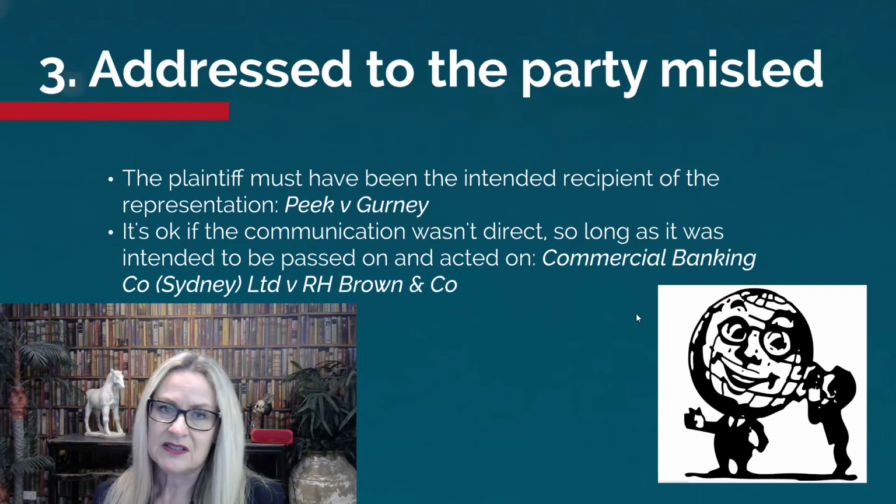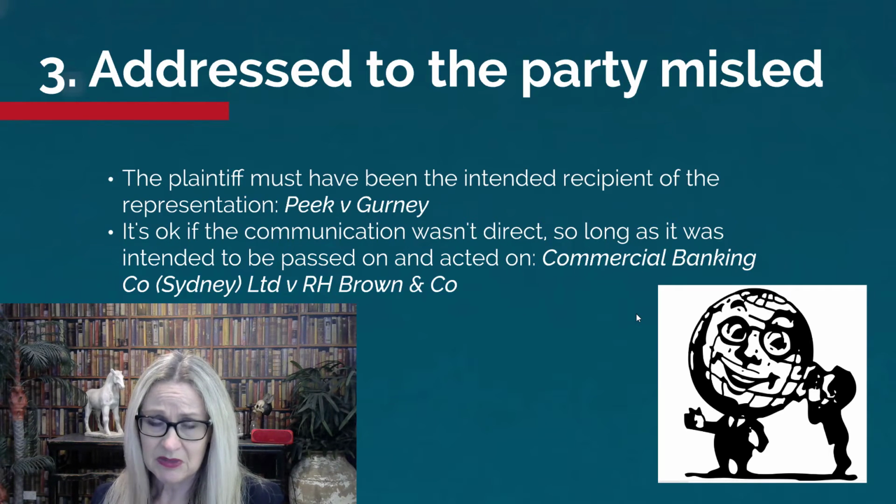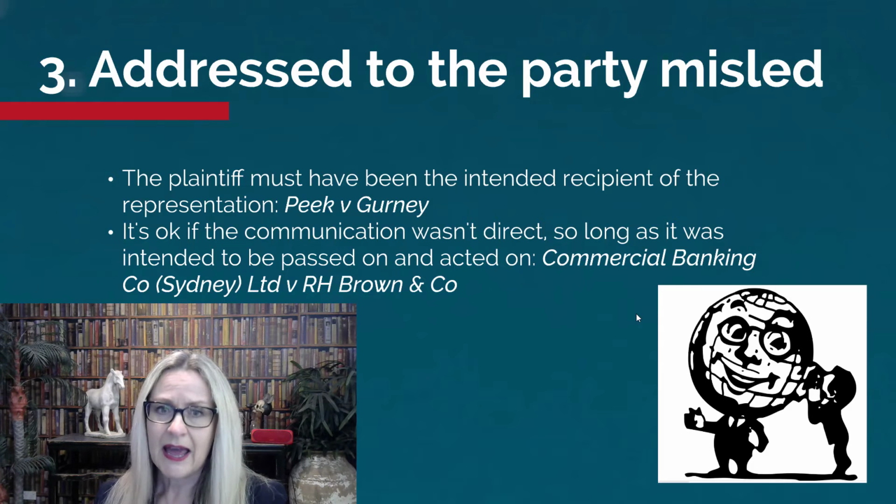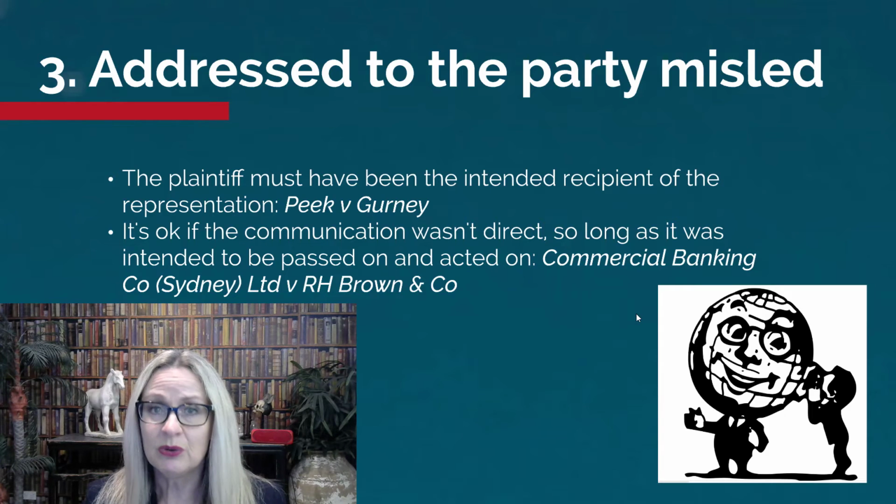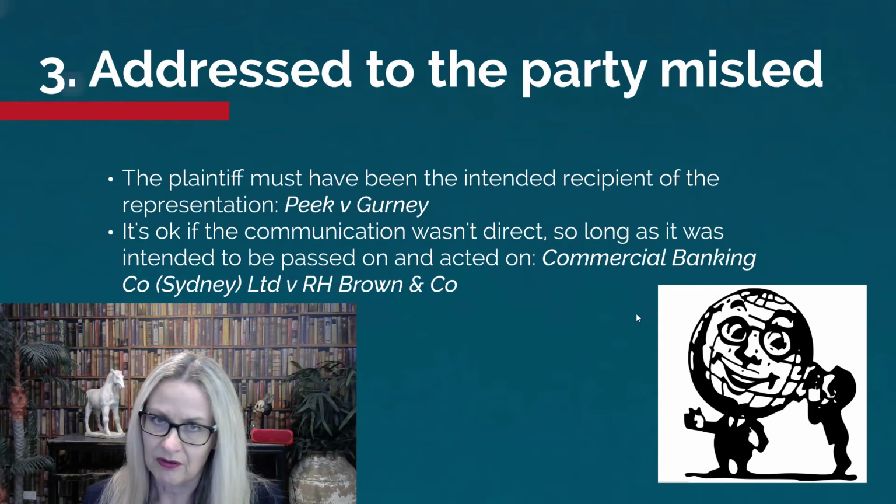Obviously, the statement has to be addressed to the party misled, and here the text just goes through a couple of things to do with third-party recipients. So you have to, or your client, the plaintiff in the matter, has to be the intended recipient. So if one person is talking to another person, party A and party B, having a conversation, your party C out here, and there's a misrepresentation made by A to B, you as C can't sue on that misrepresentation. Makes sense, really, doesn't it?